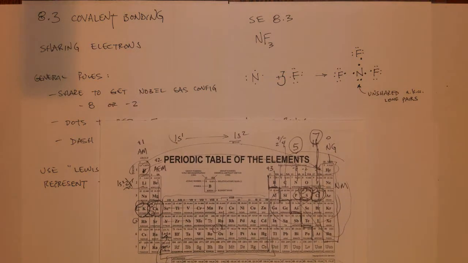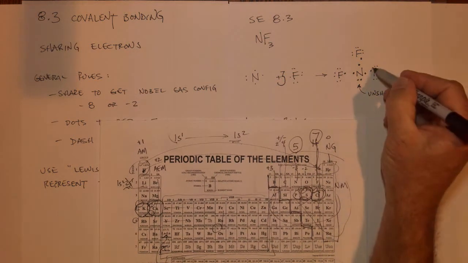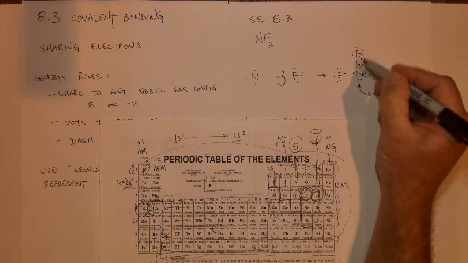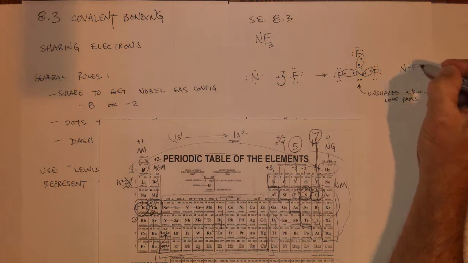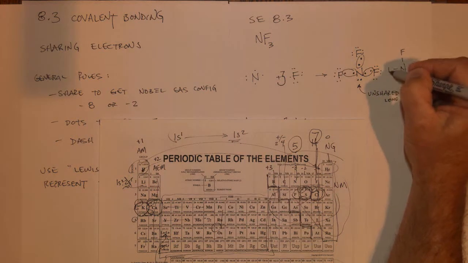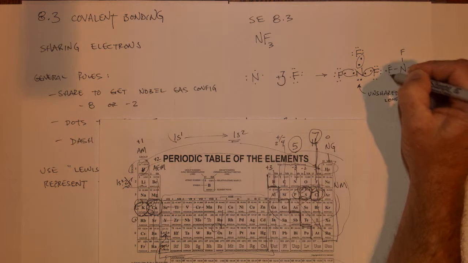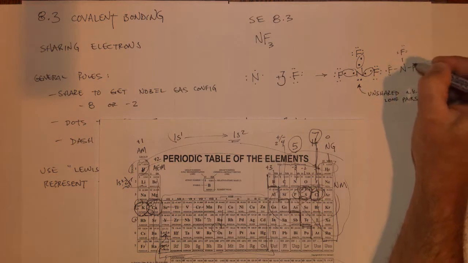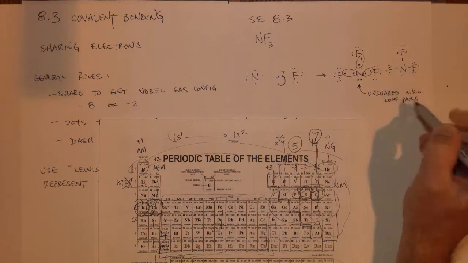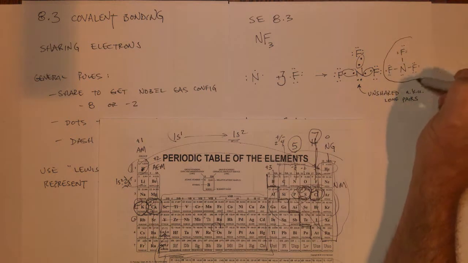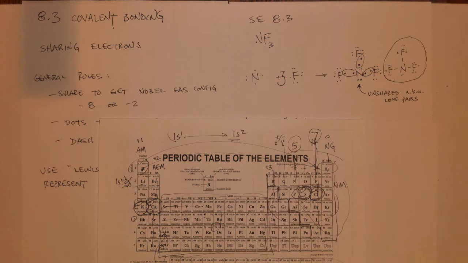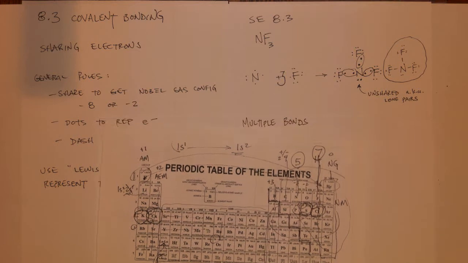And as we get just a little bit further along, we'll actually replace these 2 shared, these 2 shared, and these 2 shared with little dashes. And so we'll end up drawing it like this. And we'd have this unshared or lone pair right here on the nitrogen. And this would be what's called our Lewis electron dot structure for NF3. More on that in the future, because there's lots of rules about how to draw good Lewis electron dot structures.